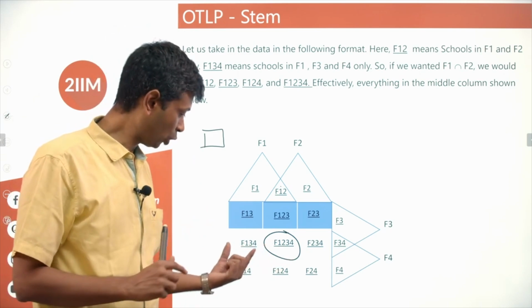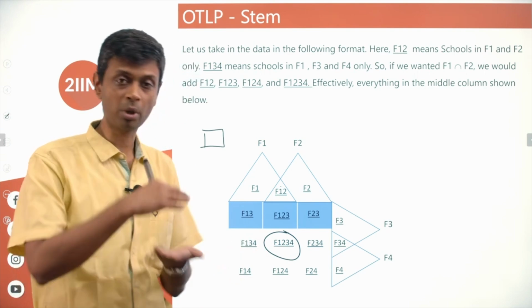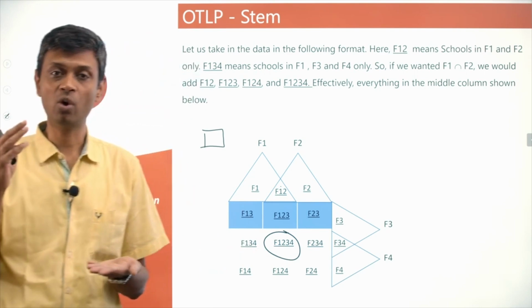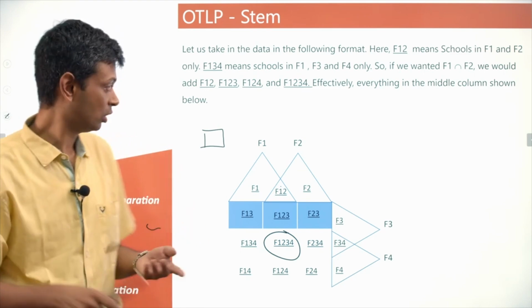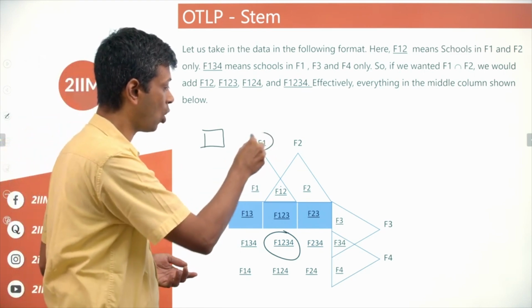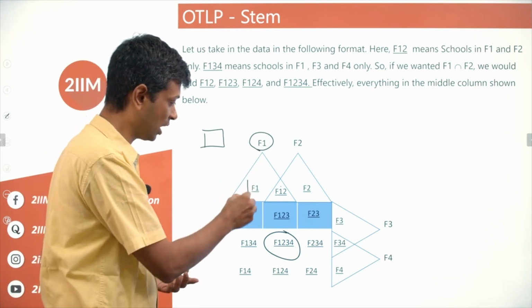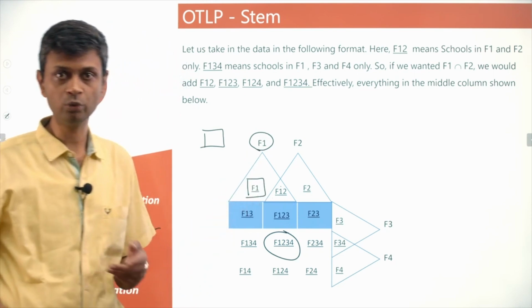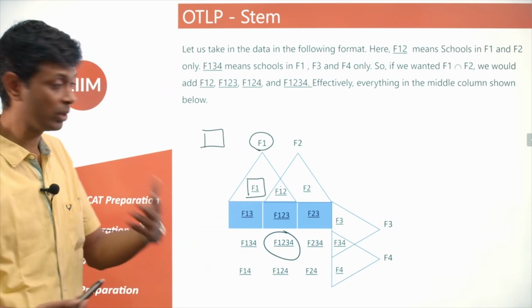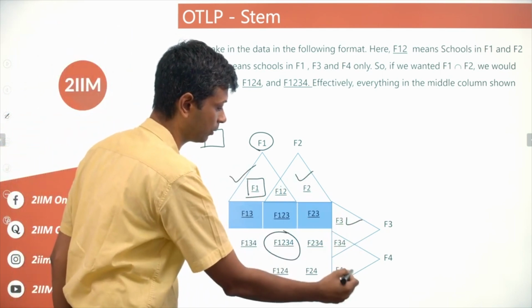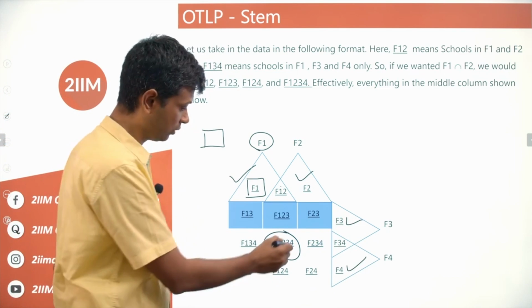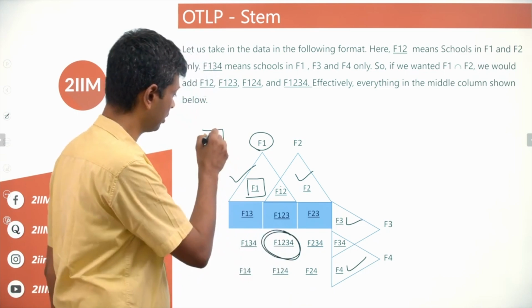But remember, when I'm talking about this region as F1, 3, 4, which I've underlined, that is F1, 3 and 4 only, no 2 in it. Whereas this number F1 is all of F1. This is F1 only. And so, if we look at it, the question has already given us this number, this number, this number, this number. It has given us this number. It has given us the number outside.